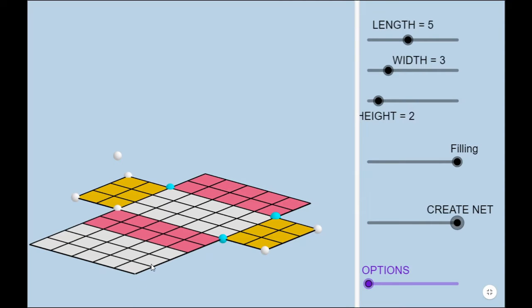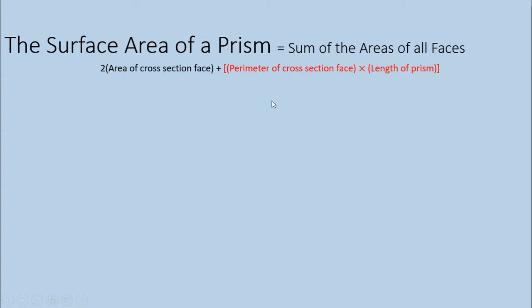That's why we can say that the surface area of any prism is equal to 2 times the area of the cross-section plus a rectangle which has got a length equal to the perimeter of the cross-sectional face and a width which is equal to however far apart those cross-sectional faces are. So the surface area of the prism will be 2 times the area of the cross-sectional face plus this, which I've put in square brackets here.